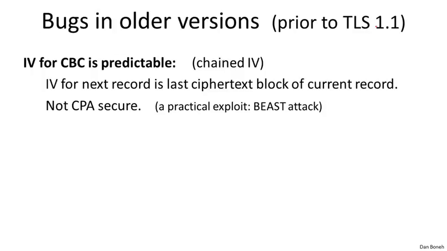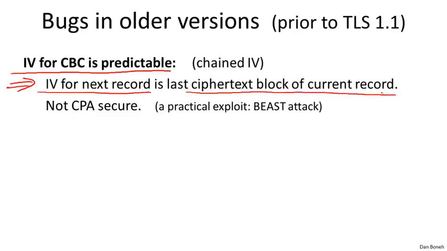The first mistake is that the IV used in CBC encryption is predictable. And we said earlier that in CBC, if the IV is predictable, then the resulting CBC encryption is not CPA secure. Well, in this older version of TLS, TLS 1.0 and earlier, the IV for the next record is simply the last ciphertext block of the current record. And as a result, if the adversary can observe the current record, he knows the IV for the next record, and that will allow him to break semantic security of the next record. So the resulting scheme is not CPA secure, but not only is it not CPA secure, in fact there's a very cute attack called the Beast attack that's able to decrypt the initial part of a TLS record simply based on the fact that this scheme is not semantically secure.